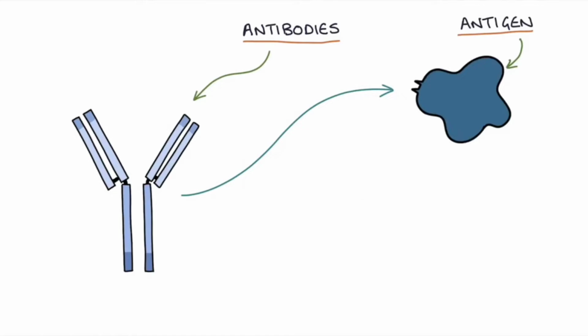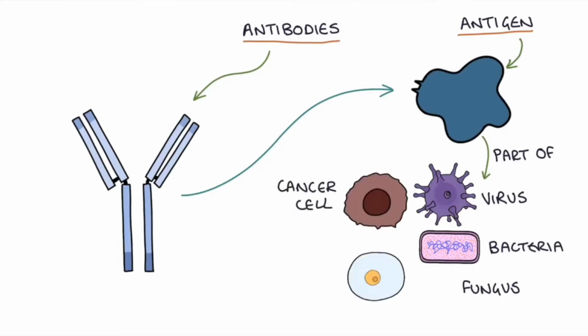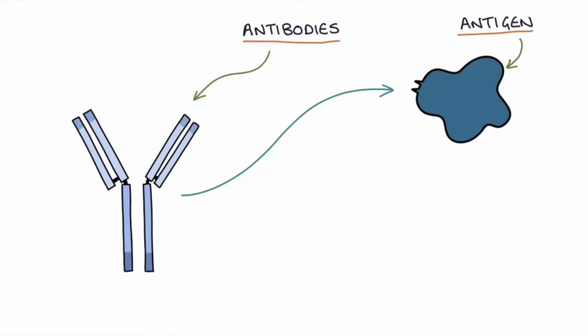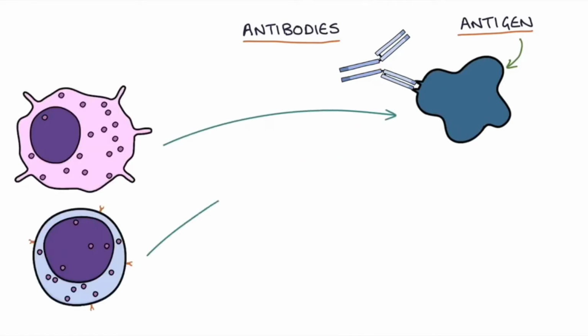So antigens could be proteins that are part of viruses or bacteria or fungi or cancers, or even the body's own cells in the case of autoimmune disease. The job of antibodies is to go hunting for their specific antigens. When they find them, they attach themselves to that antigen, and then they help the rest of the immune system to launch an attack on whatever that antigen is and whatever the antigen is related to.